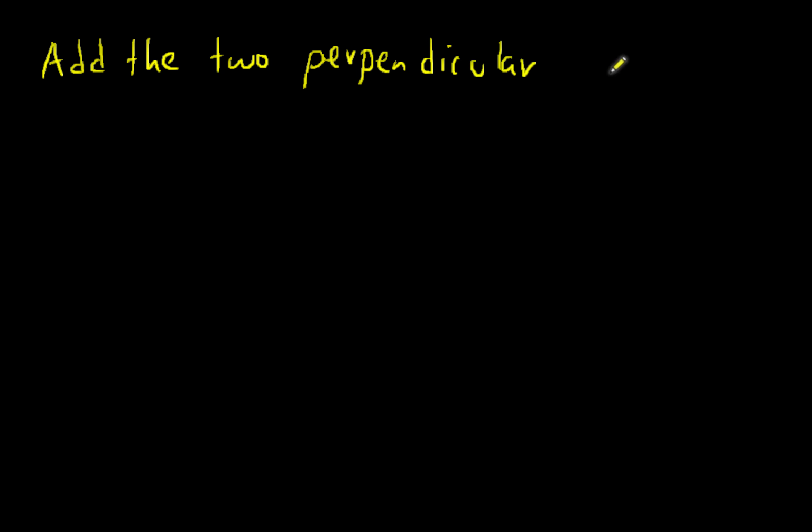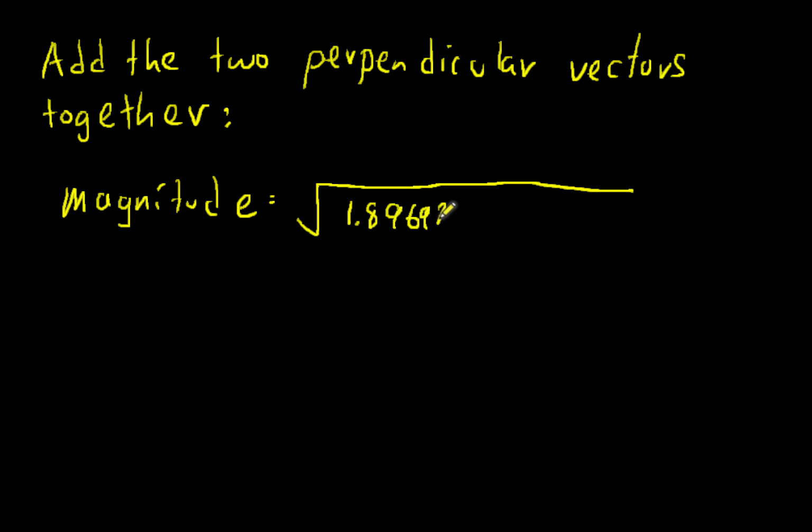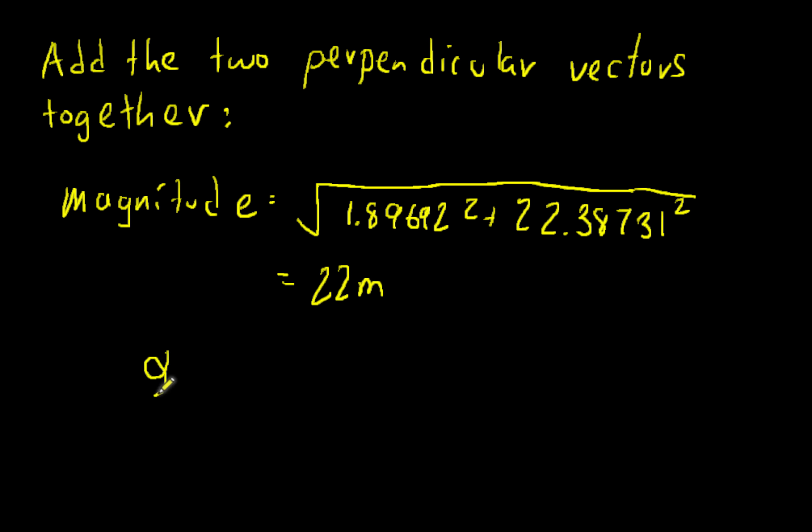To find the resultant of our vector addition, you add these two perpendicular vectors together. The magnitude comes from the Pythagorean theorem, which is c squared equals a squared plus b squared. So the magnitude is the square root of 1.89692 squared plus 22.38731 squared. Now we can round because this is a final answer. Sig digs tell us we need 2 sig digs, so it's 22 meters.